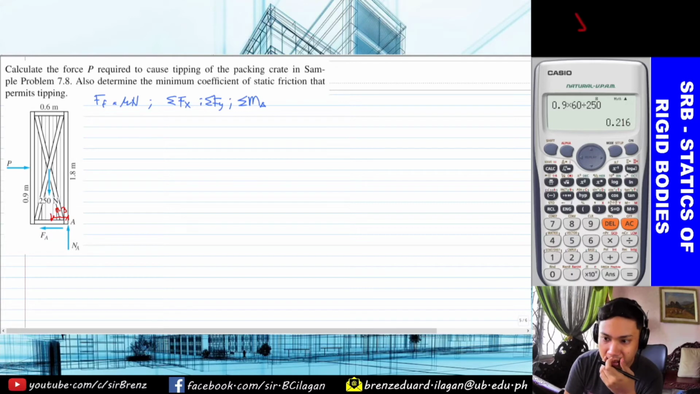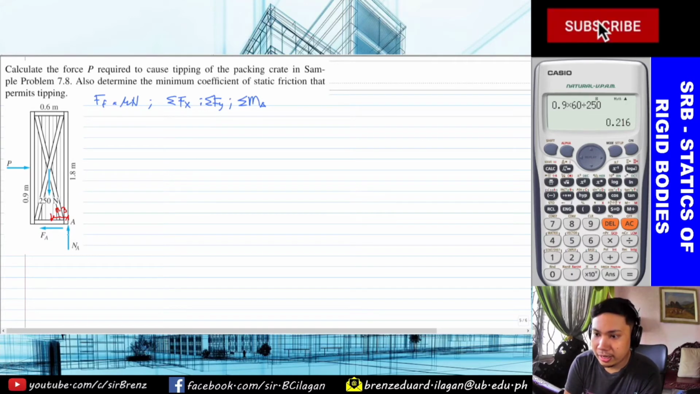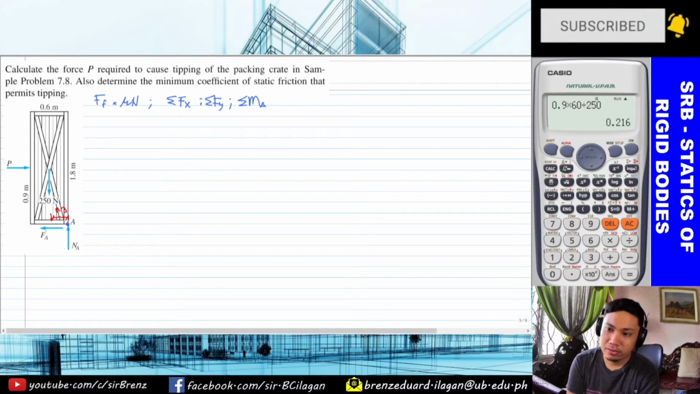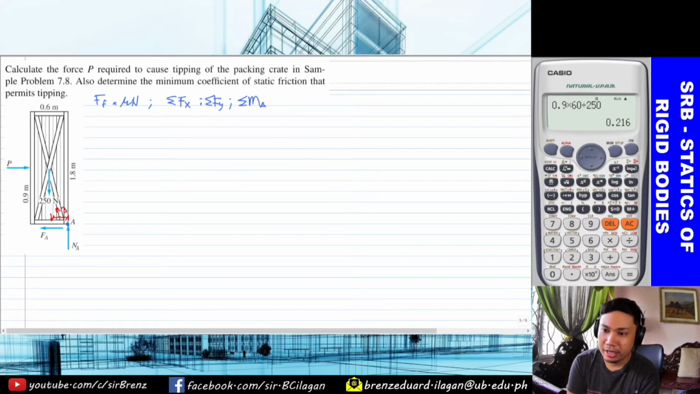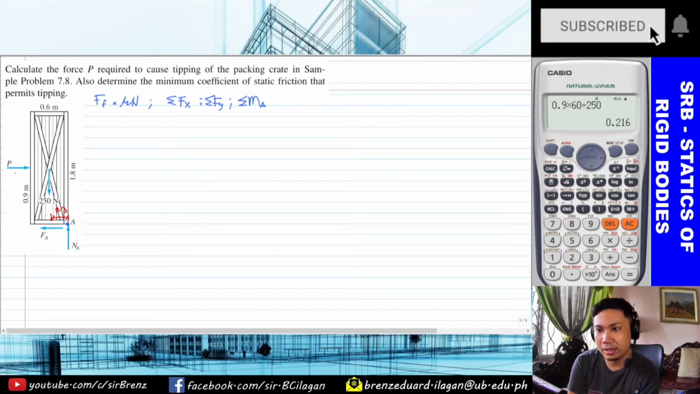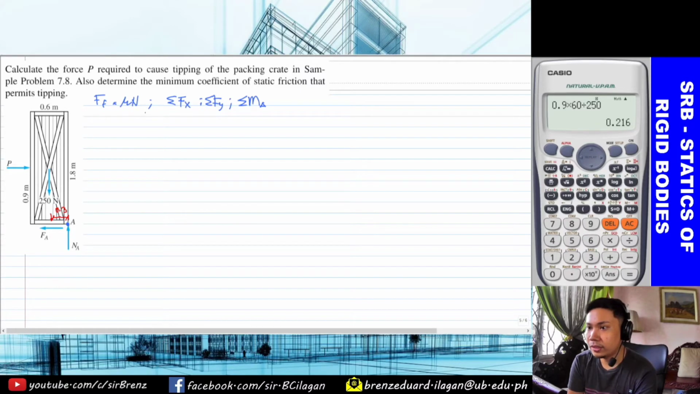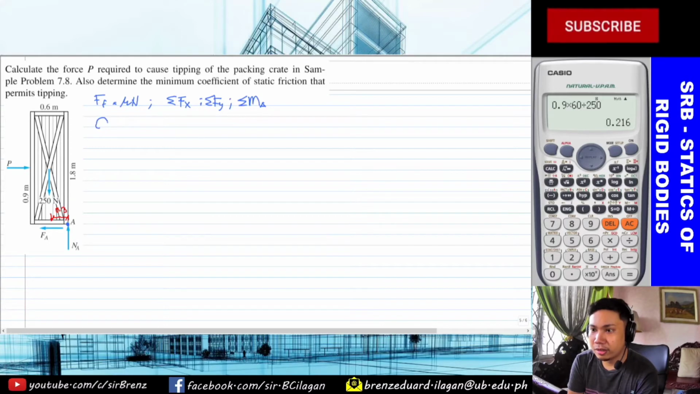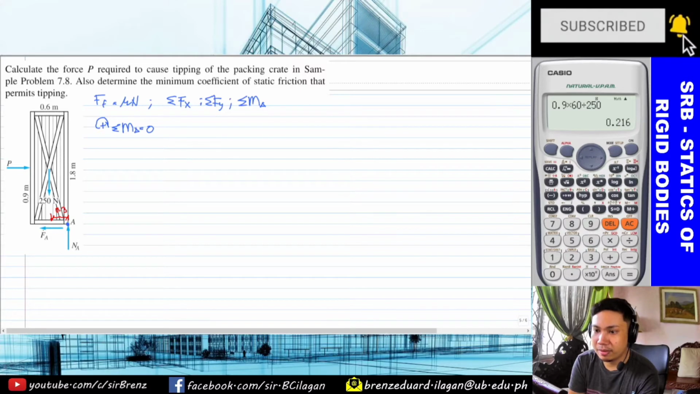Okay, so let's analyze first. Since this is your point A, what we do is eliminate the unknown forces. What we have no value for here is FA, the frictional force at point A, NA, the normal force acting at point A due to the weight of 250 Newton, and the force P, the force to cause the crate to tip over. So, we take the summation of moment at point A. Why point A? To eliminate FA and NA, since they have no perpendicular distance or moment arm.